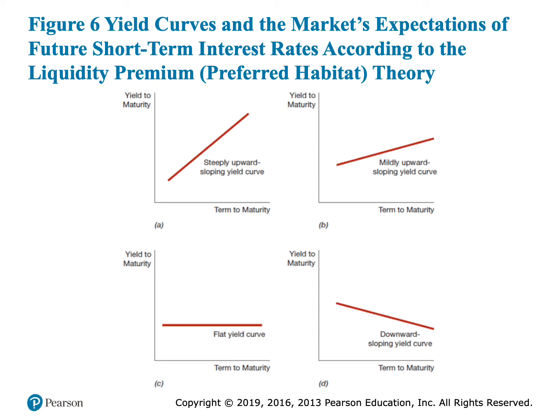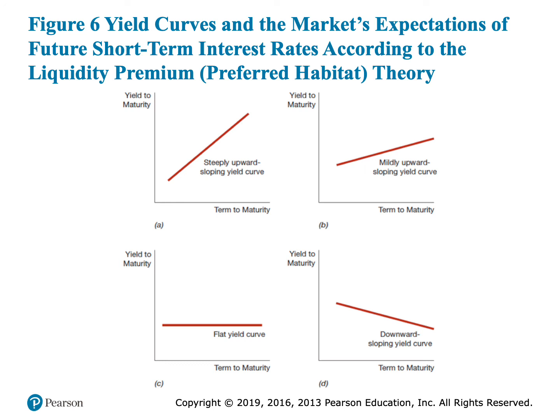Here are some different yield curves. These are, really rudimentarily drawn, if you will. Yield curves and market expectations, future short-term interest rates according to the liquidity premium or preferred habitat theory. Let's talk a little bit about these, right? Let's move to panel B. This might be a pretty normal yield curve, right, that incorporates all of our theories. It's generally upward sloping.